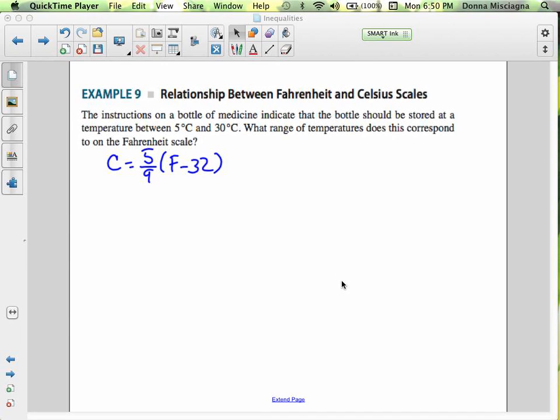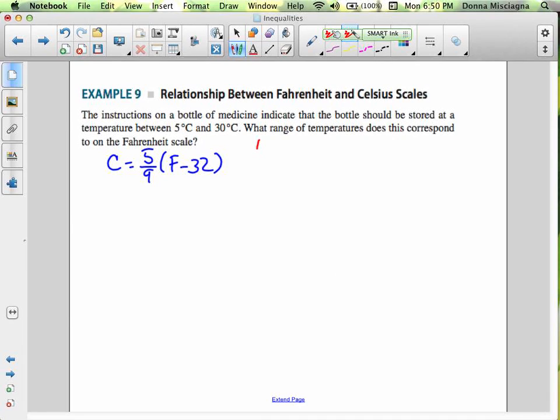So if you know what the temperature is in Fahrenheit, to find the temperature in Celsius, you take 5/9 times the temperature in Fahrenheit minus 32. All right, so we want to know what the temperature is going to be in Fahrenheit. We know what the temperature is in Celsius, right? So here's our inequality in Celsius.